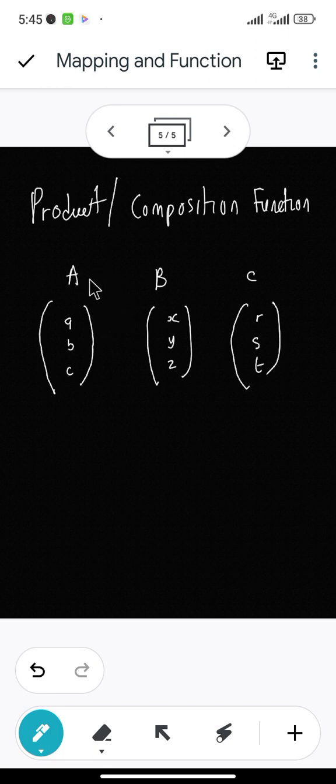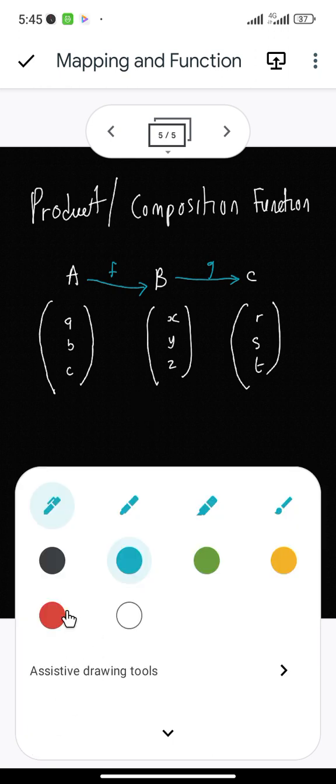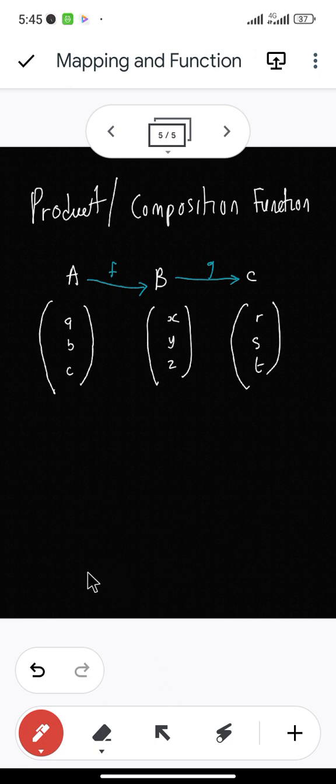Now let's say sets A and B are linked together by a function. Let's call this function f. Sets B and C are linked together by a function. Let's call this function g. Now, remember what we said: what a function does is map the elements in the domain to the elements in the codomain. So let's use a different color for this. This is g.